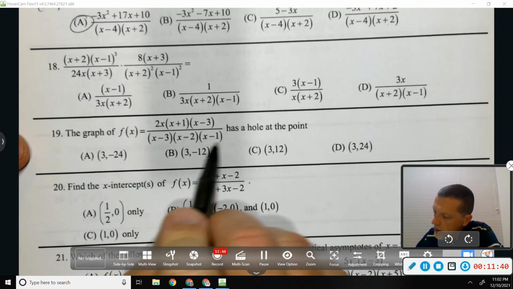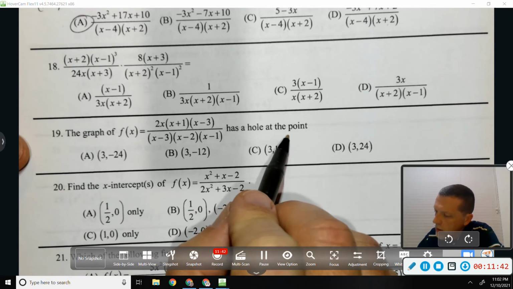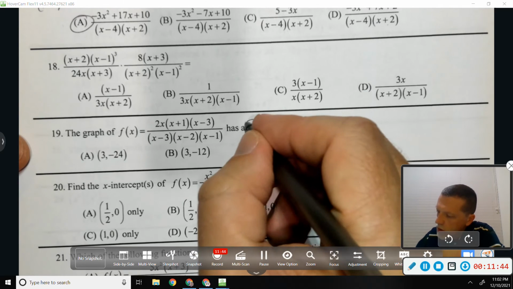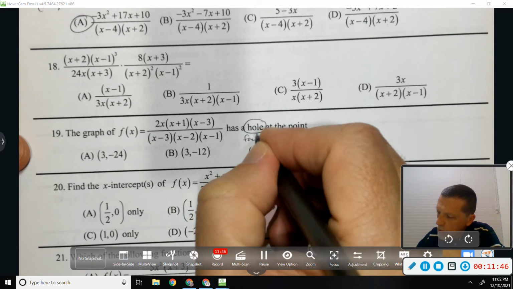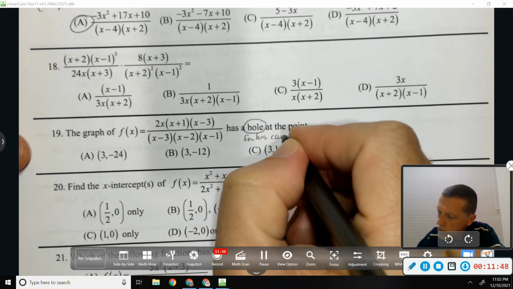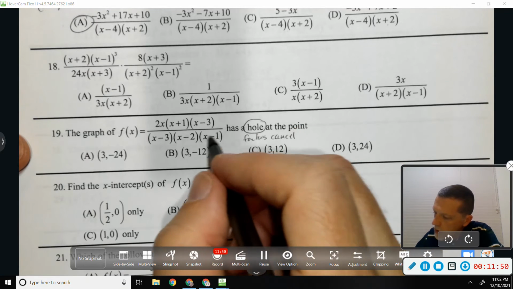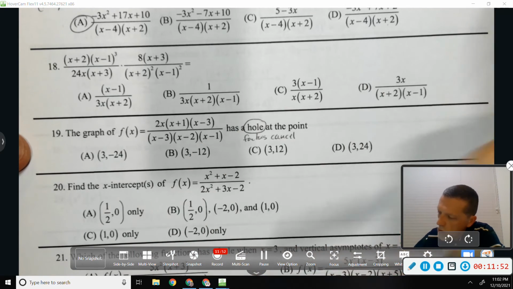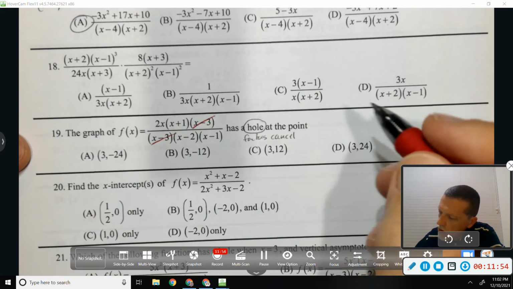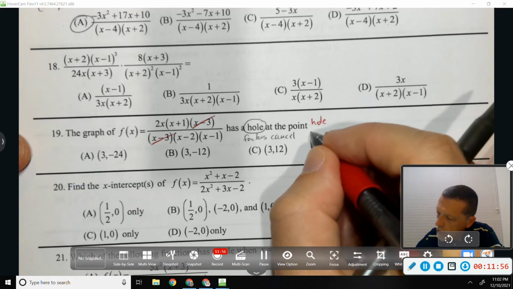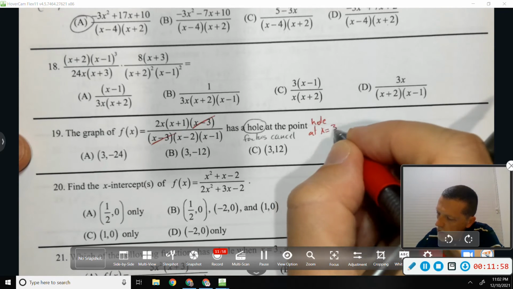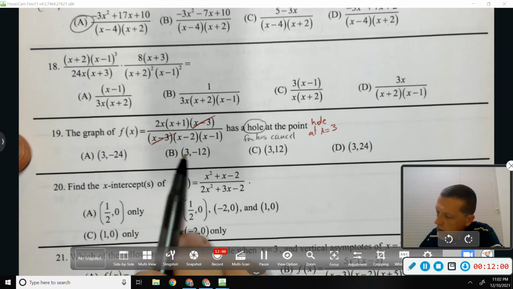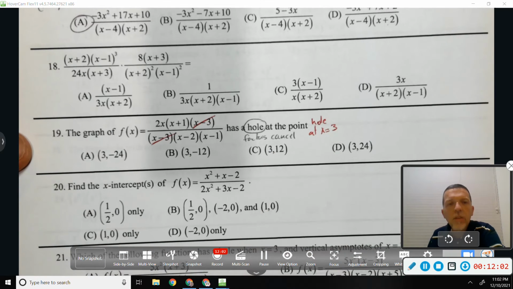Number 19 has a hole at the point. Okay, well, holes happen where factors cancel. So x minus 3 cancels. So I know there's a hole at x equals 3. That didn't really help because all of those have x equals 3 in them.